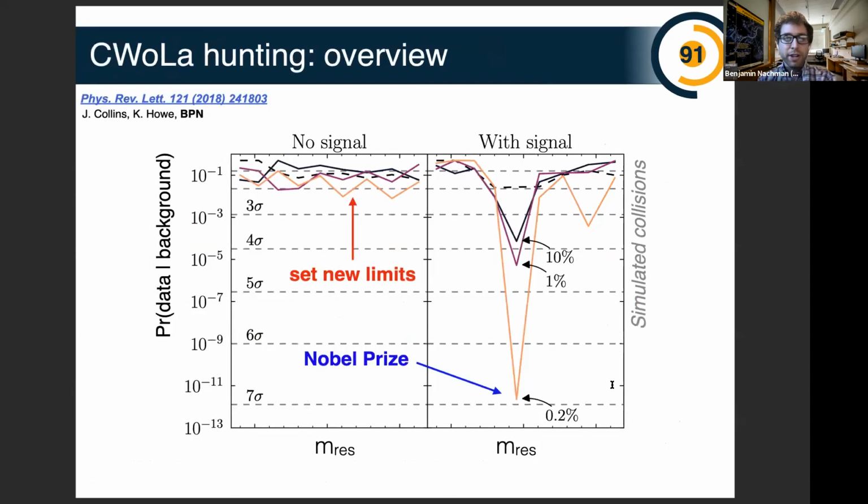Okay, so this is just a summary of that here, where if we didn't inject anything, we get p-values that are order 1. And if we inject the signal, we can take p-values that go from order 1 down to something like 7 sigma.